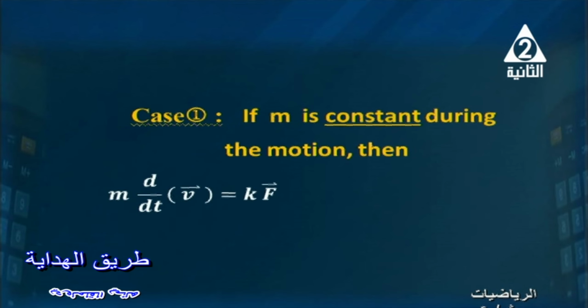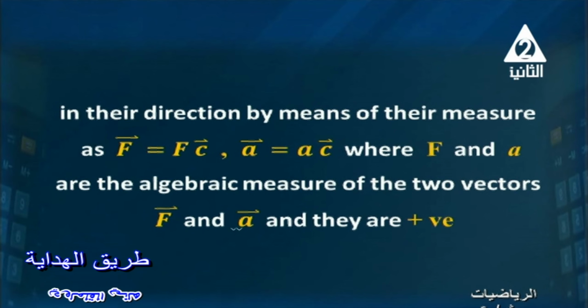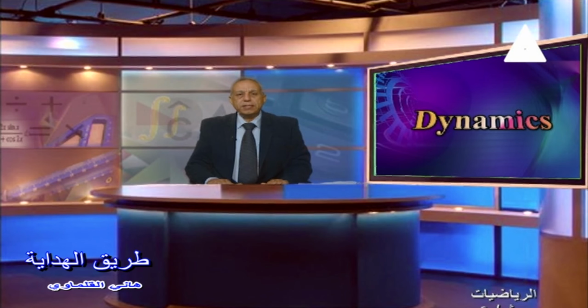If m is constant during the motion, then the derivative of v with respect to t, multiplied by m, equals k F, and the derivative of velocity is the acceleration, so m multiplied by vector a equals k multiplied by vector F. In their direction by means of their measures, as vector F equals F times a unit vector and vector a equals a times a unit vector, where F and a are the algebraic measures of the two vectors, vector F and vector a, and they are positive.